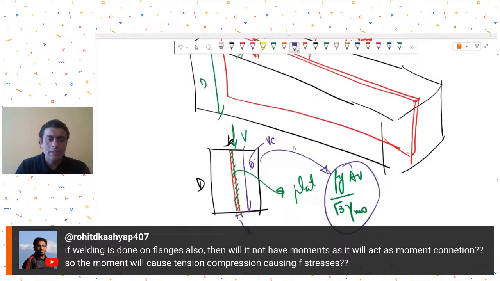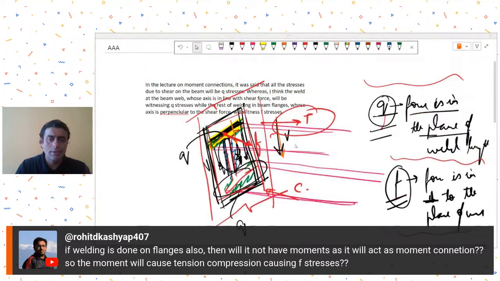Mr. Rohit is asking, I think, about the earlier explanation: if the welding is done on flanges also, then will it not have moment, as it will act as a moment connection? So the moment will cause tension and compression, causing F stresses. Right now, we are talking about pure shear. If it's a case of pure shear, this beam is subjected to pure shear only, no moments. We discussed that particular case. I did not discuss moments then; moments I explained later.